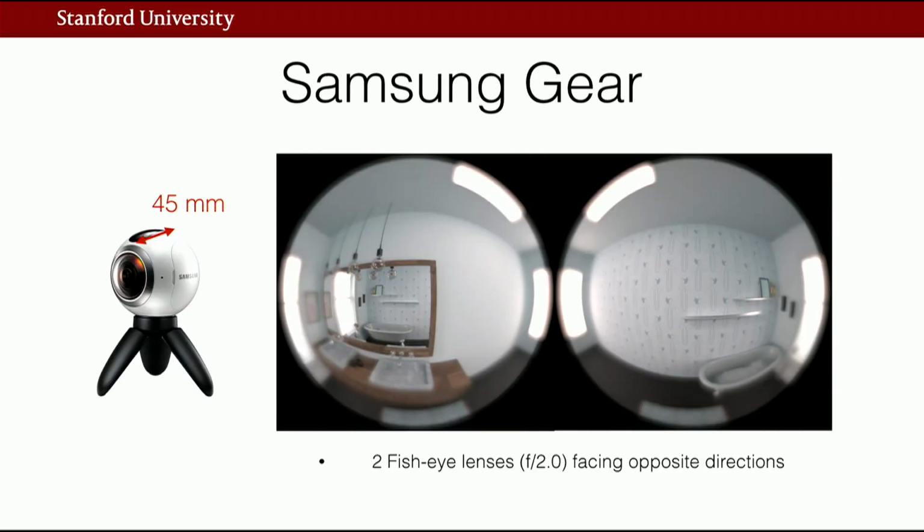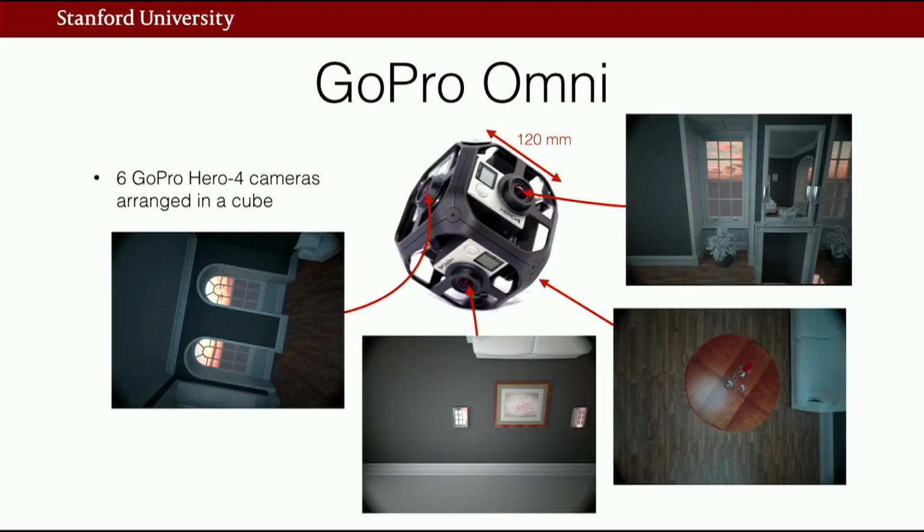And now we're going to deviate from these rings of cameras and do 2 different rigs that generate monoscopic panoramas. First, here we have the Samsung Gear 360, which is 2 cameras with fisheye lenses placed back to back. And here we have a bathroom scene through this camera. And lastly, we have the GoPro Omni, which consists of 6 GoPro cameras arranged in a cube facing outward. And here are the simulated images from a living room scene.